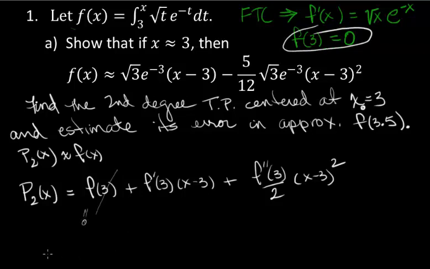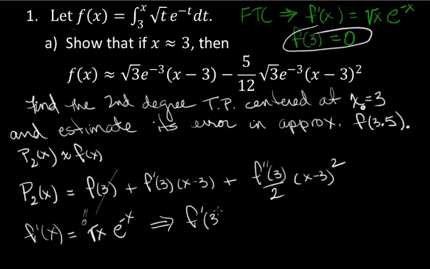So f prime of x, use your product rule. Oh, we know f prime of x. F prime of x is right here. I told you we'd use that. The square root of x e to the minus x, using the fundamental theorem. So we can easily plug in 3. F prime of 3 is equal to the square root of 3 times e to the minus 3. And look, that's what we have here. So we're done with the first part.